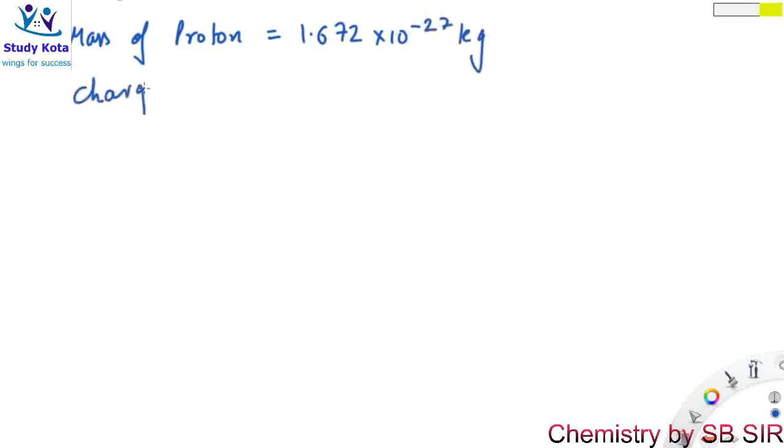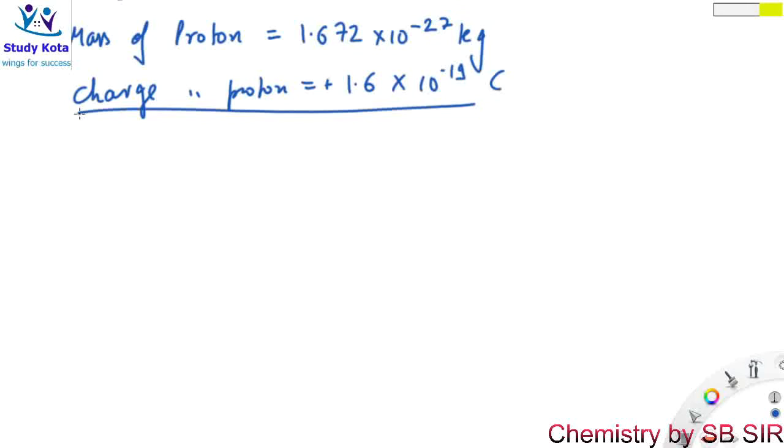While charge of proton was found to be 1.6 into 10 to the power minus 19 coulomb, but with a positive sign. Charge of electron is negative, charge of proton is positive. So the charge of proton is the same as the charge of electron in magnitude, but the mass of proton is much higher than the mass of electron.